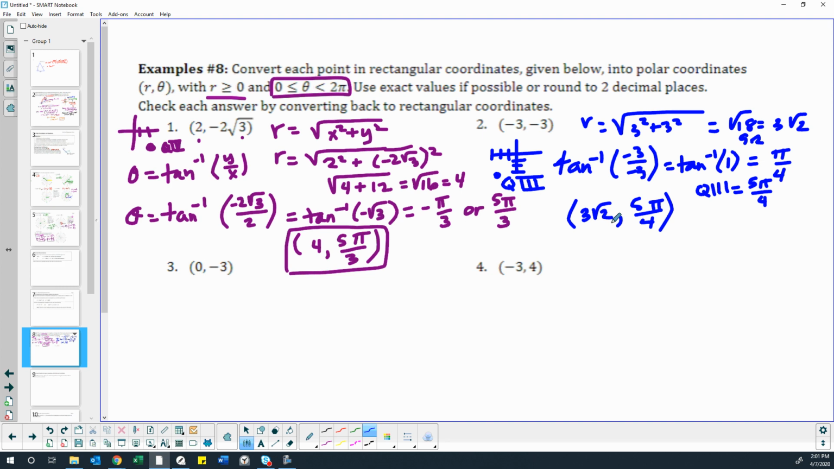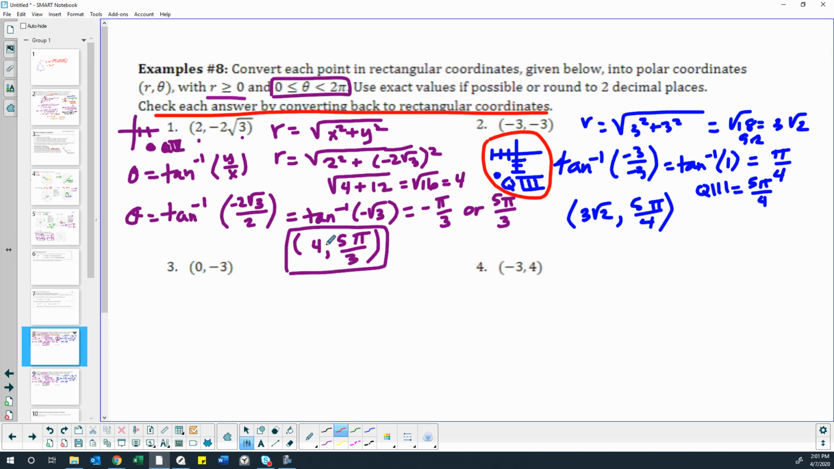Okay, you can do this in your head. I just am not doing that in my head because I'm making it very clear about what you need to do. Make sense? Okay, so now, as Adrian pointed out, we're supposed to check our answers by converting it back.